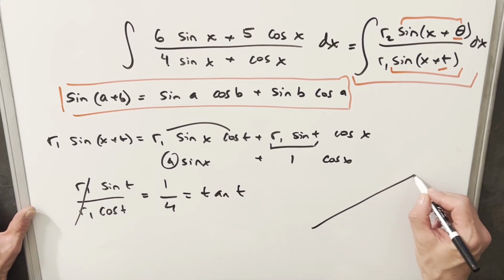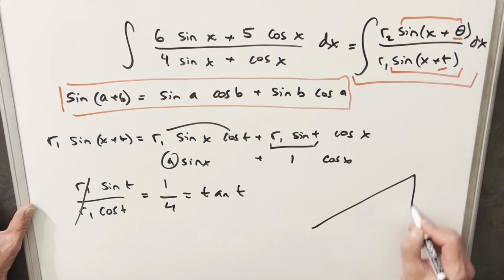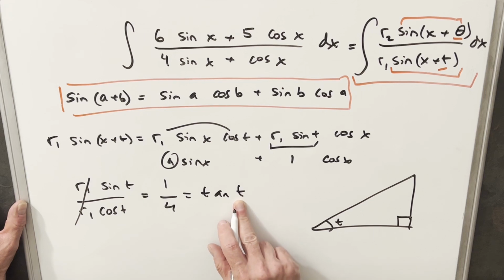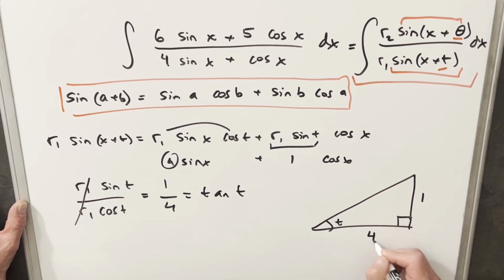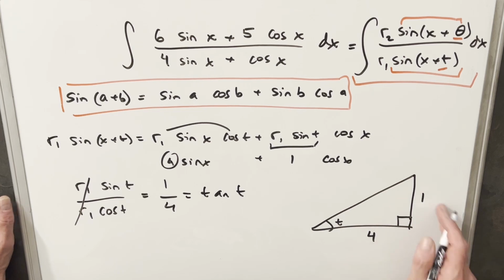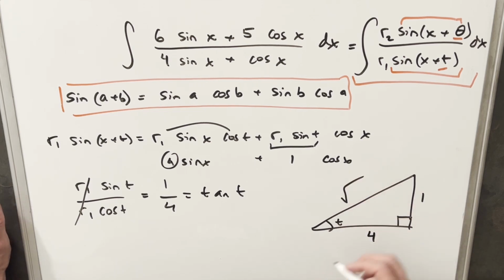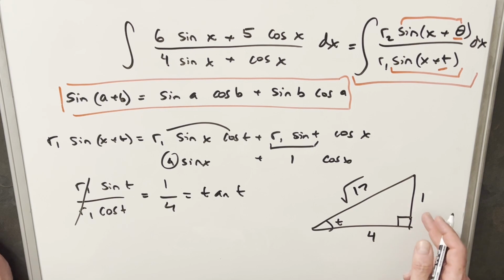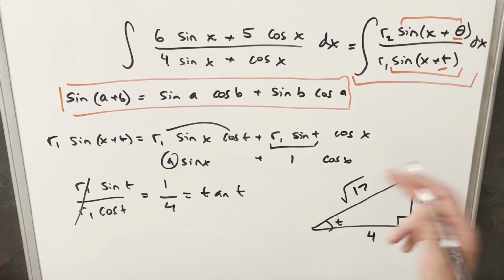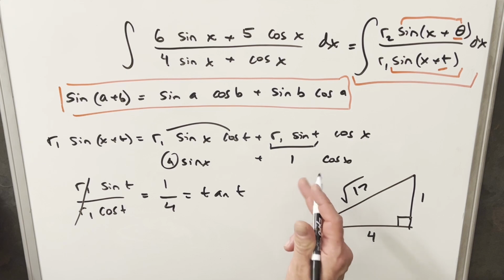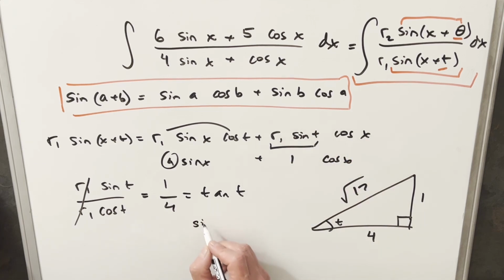Then I can draw my triangle, just like we were doing with a trig sub. We'll draw a right triangle with the angle t. If tan t is 1/4, opposite over adjacent is 1/4, and then we can calculate our hypotenuse. Using the Pythagorean theorem, we find that 1 squared plus 4 squared equals the square root of 17 squared. While I'm here, I want to isolate my values for sine t and cos t. Sine t is opposite over hypotenuse, so that's 1 over square root of 17. For cosine, adjacent over hypotenuse is 4 over square root of 17.